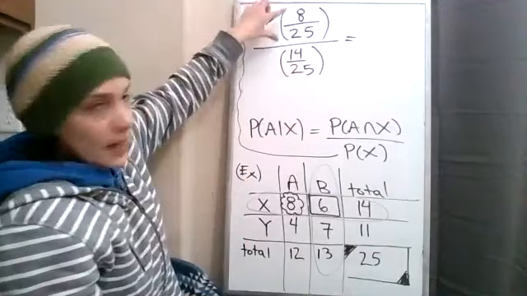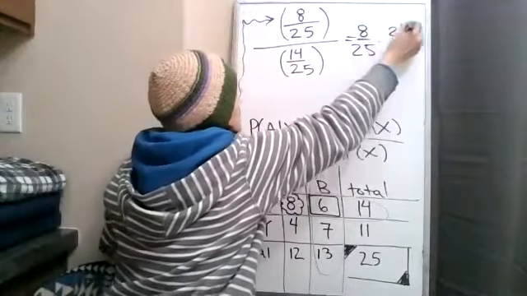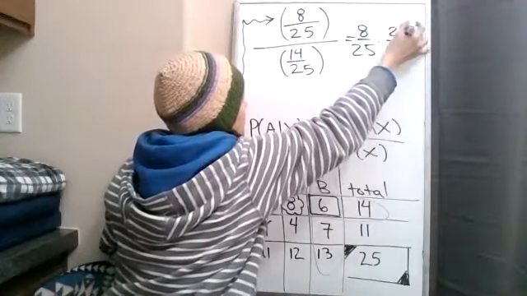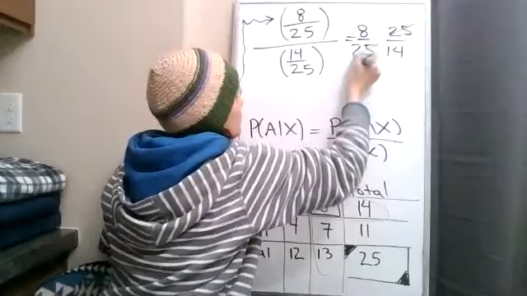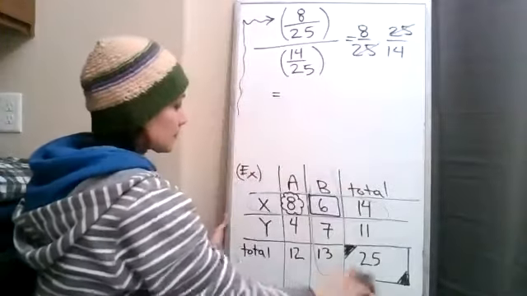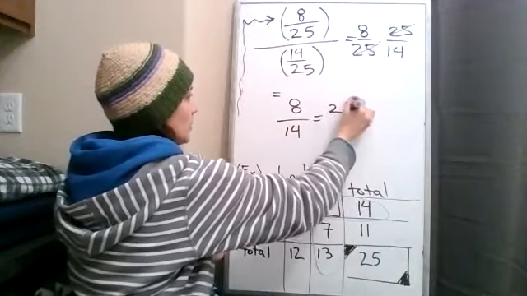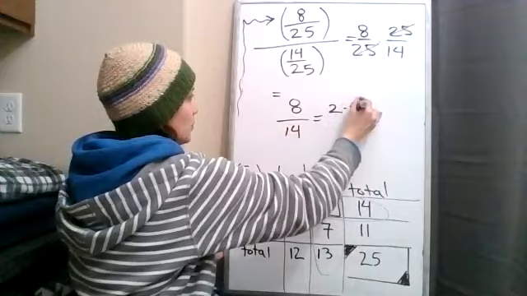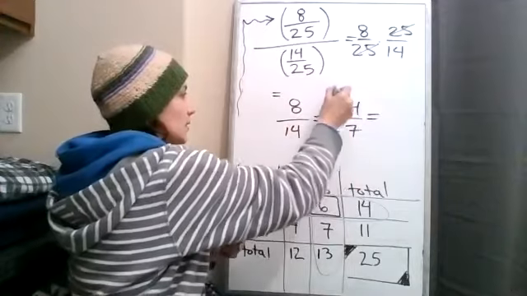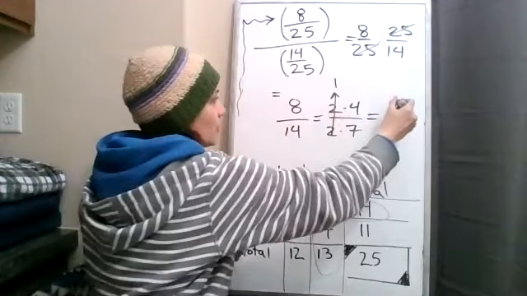So 8 over 25 multiplied by 25 over 14, and the 25s will cancel. Yes, we could write it down. It reduces down, leaves a 1 right there, and you've got 8 over 14. Which is 2 times 4. This is 2 times 7. So you can do this again. 2 over 2 is going to equal 1. And that leaves 4 over 7.